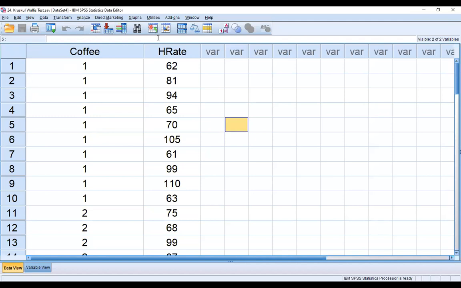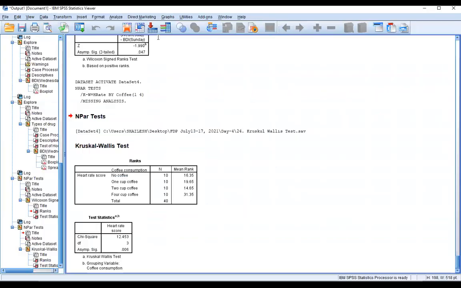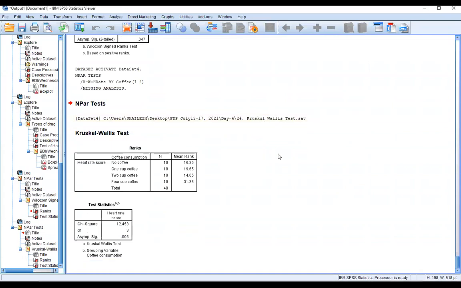I am showing you the results of this test. Is it visible? Can you see this result? Now you can see the results.